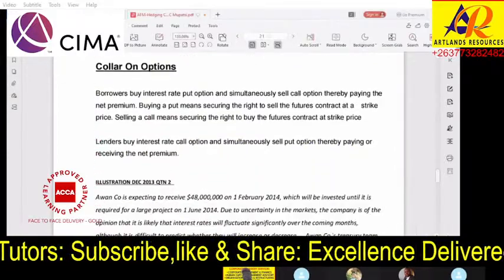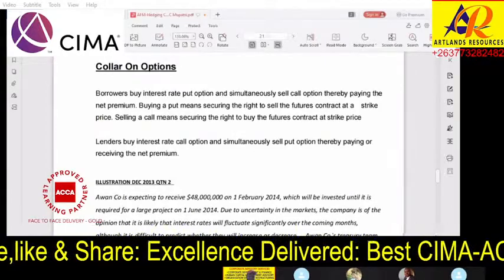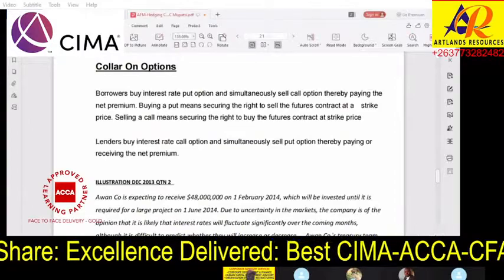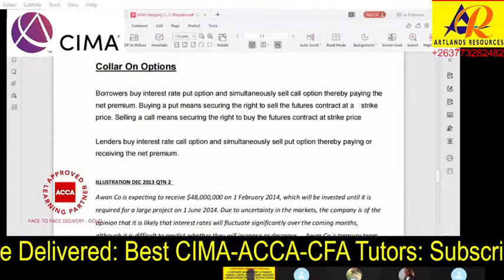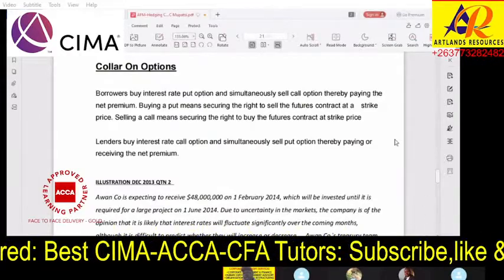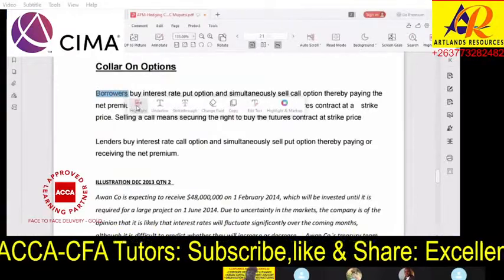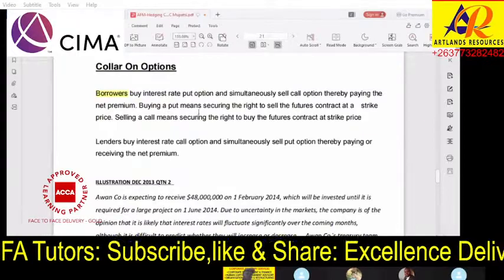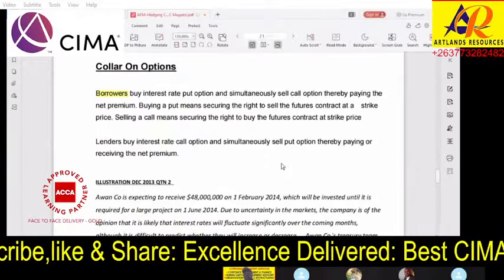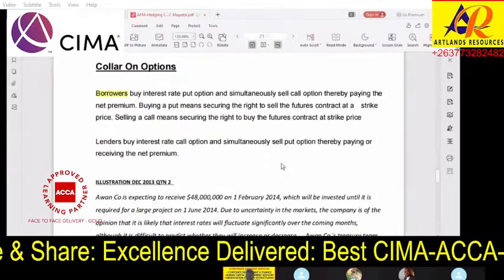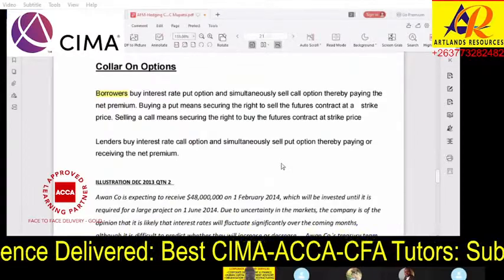Collar on options. A collar on options, as I have said, combines both puts and calls. How you set up a collar depends on whether you are a borrower or a lender. I have a video where I explained questions on collars, because it's not in this handout. I'm going to send those videos, as I have said. You will see a video mentioned there called collar on options. Just play it. I was teaching, so it's still fine. Let me just explain.